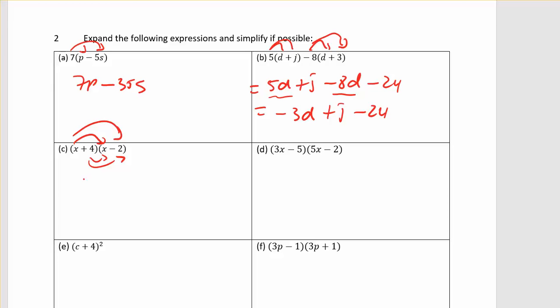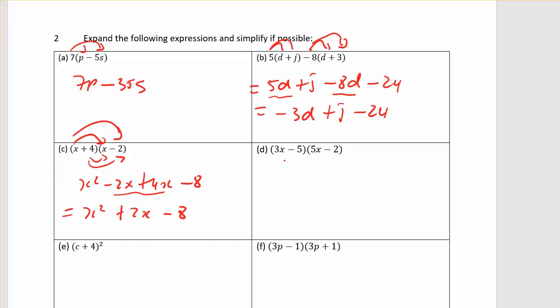X times x is x squared. X times negative 2x, negative 2 is negative 2x. 4 times x is 4x. 4 times negative 2 is negative 8, okay? Now you have to combine these like terms together, otherwise you won't get full marks. Negative 2 plus 4 is positive 2x minus 8. That's your final answer.